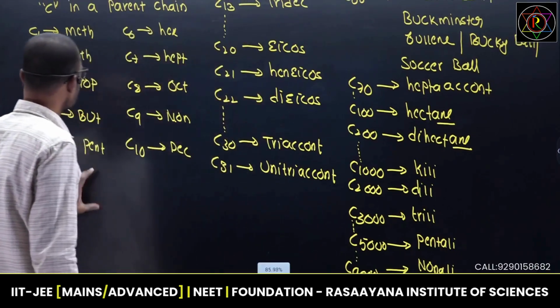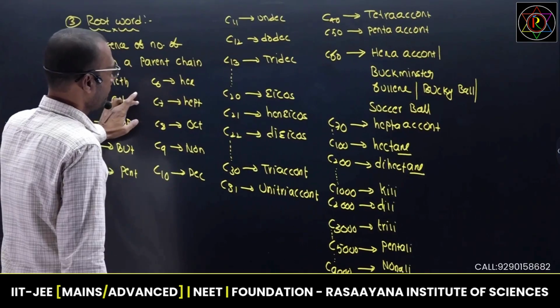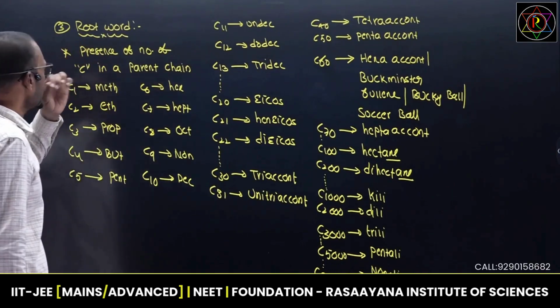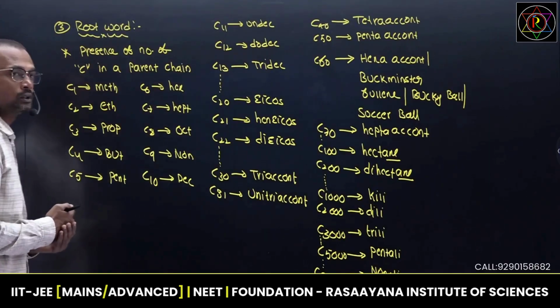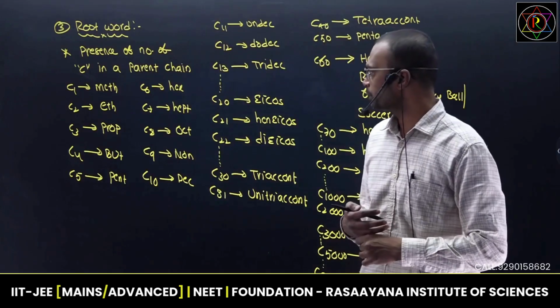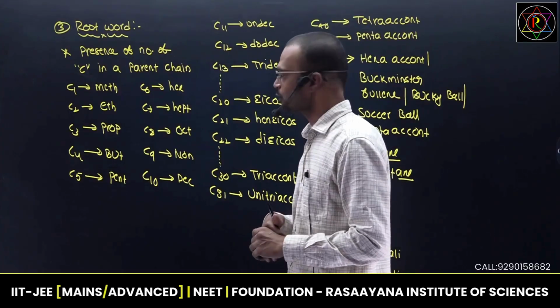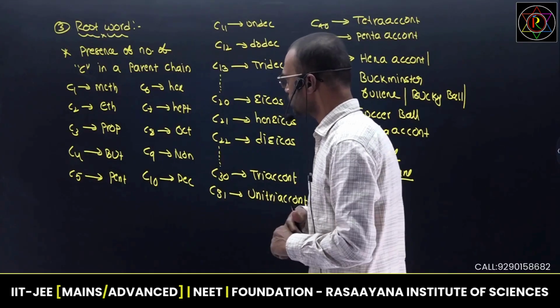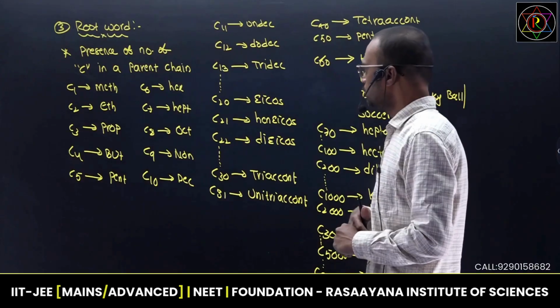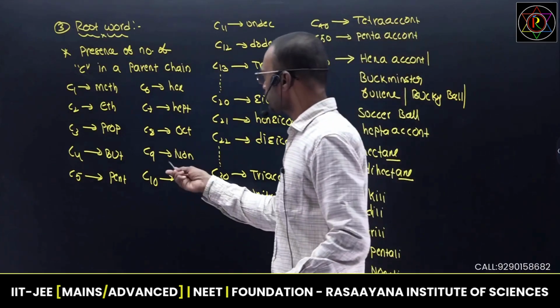So just revise once. Root word. Remember, root word indicates how many carbons or atoms are present in the longest parent chain. Up to 20 is well known, but I have given it up to more than 1000. But you need to be familiar up to 30.